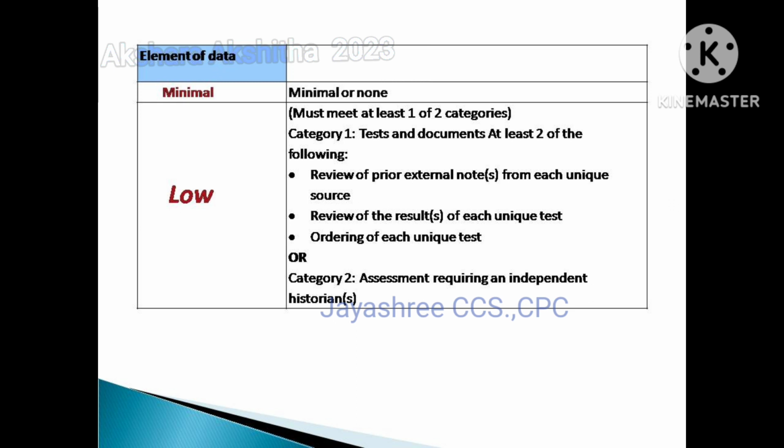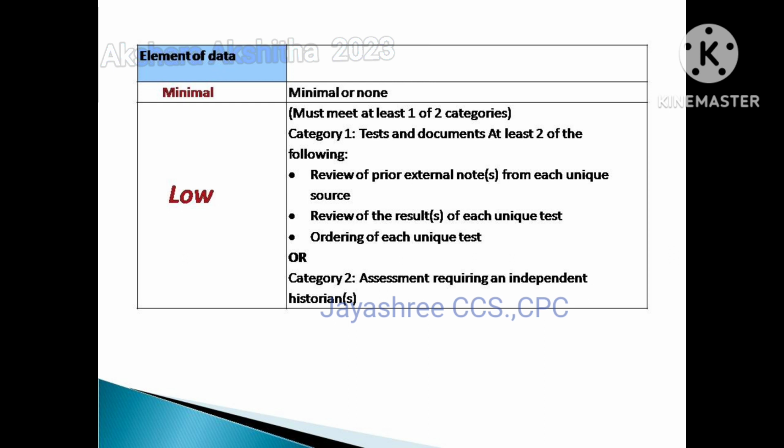Or, if we have category 2 in our medical record, then we can go with category 2. What is the category 2 point? Assessment requiring an independent historian. If assessment requiring an independent historian is there in our medical record, even though category 1 is not there, we can go with category 2. So for category 2, independent historian means we can consider low level. Out of these two categories, any one should match to consider it as low level. Okay, minimal completed, low also finished. For low level there are two categories, and one category should match to consider it as low level.